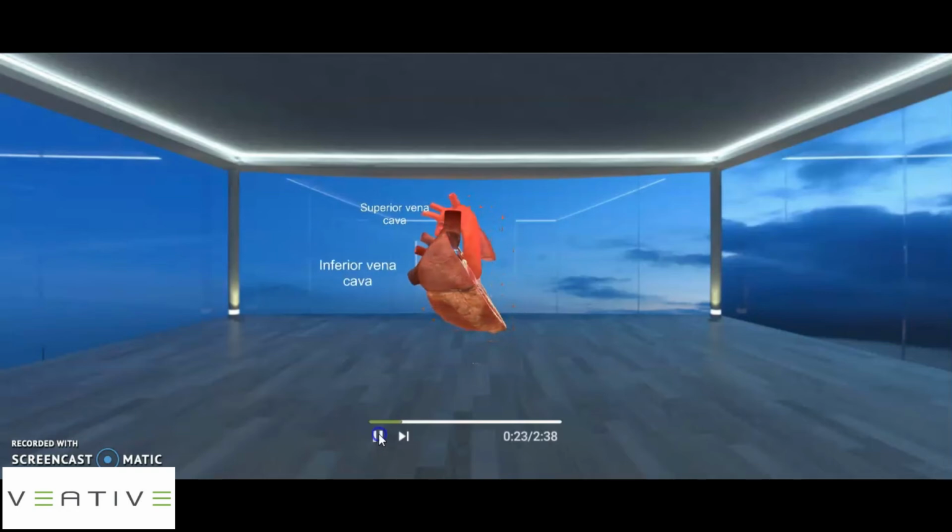During this condition, the superior vena cava and inferior vena cava carry deoxygenated blood from the upper part and the lower part of the body into the right atrium of the heart. The superior vena cava transports the blood from the upper part of the body, while the inferior vena cava transports the blood from the lower part of the body to the right atrium. And the type of the blood is deoxygenated blood.